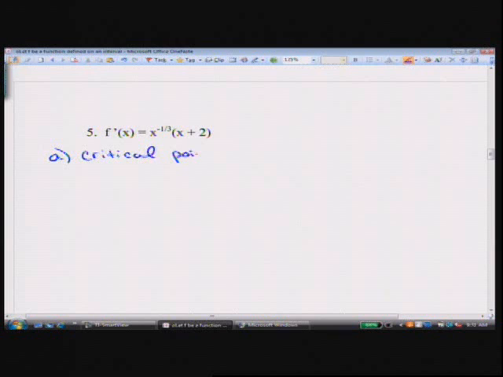All right, here's a bunch of room for this one. This is number 5. We're going to do the same thing. Let's look at f of x. Let's find the critical points. That's part A. Critical points are where the derivative equals 0. So f prime of x equals 0.